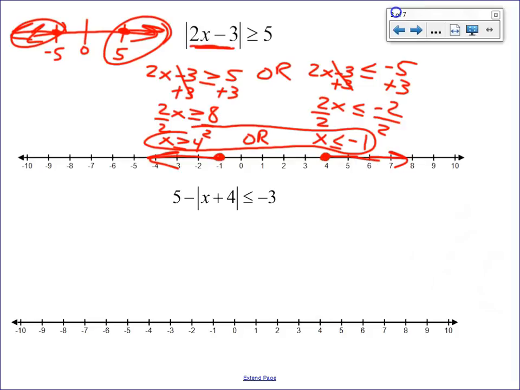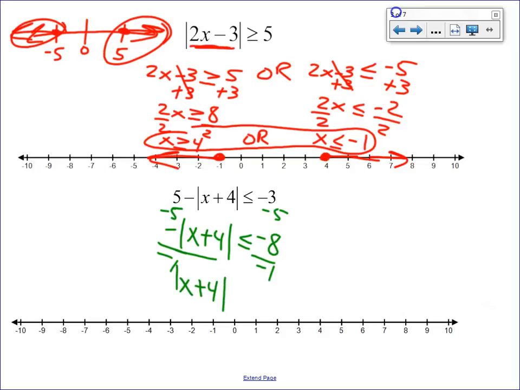The second one we want to take a look at. Just like with solving absolute value equations, we need to get the absolute value brackets by themselves before we can do anything. I've got a 5 sitting out here, so I need to subtract that 5. We still have a negative absolute value of x plus 4 less than or equal to negative 8. This is like a negative 1 being multiplied by the absolute value, so I divide by negative 1 on both sides. Since I divided both sides by a negative, I reverse the inequality: the absolute value of x plus 4 is greater than or equal to 8.